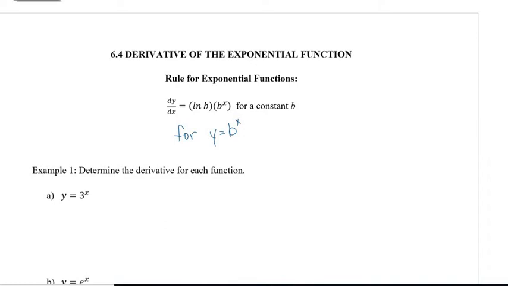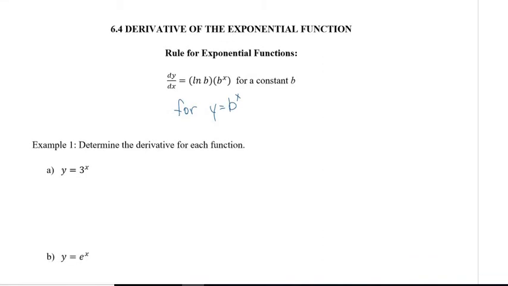We are now at 6.4, derivatives of exponential functions. We have one more big rule to learn, and it's your last rule of calculus. So enjoy it. If we have a function y equals b to the power of x for some constant b, that's our base, the derivative is going to be the natural logarithm of b times b to the x. So it actually looks very similar to the original, except we're just multiplying it by the natural logarithm of b. So it's not a horribly difficult rule.